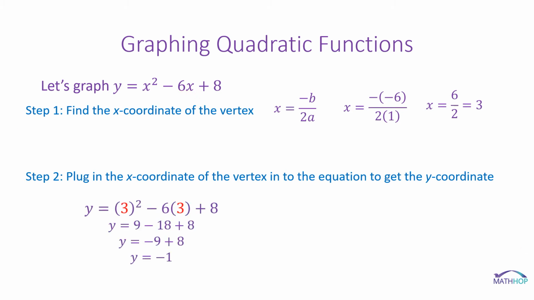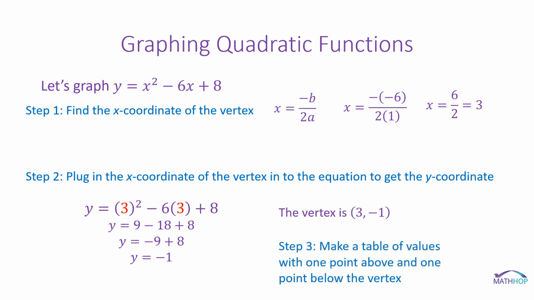And let's go ahead and see what that looks like. We get y equals negative 1, giving us a complete vertex. The vertex is the point 3, negative 1. Now we will make a table of values, and we're going to pick 1 point above the x-coordinate for the vertex and 1 point below. You want to see the graph on both sides of the vertex. It makes a U. You want to see the U. The only way to do that is to have both sides of the vertex represented.